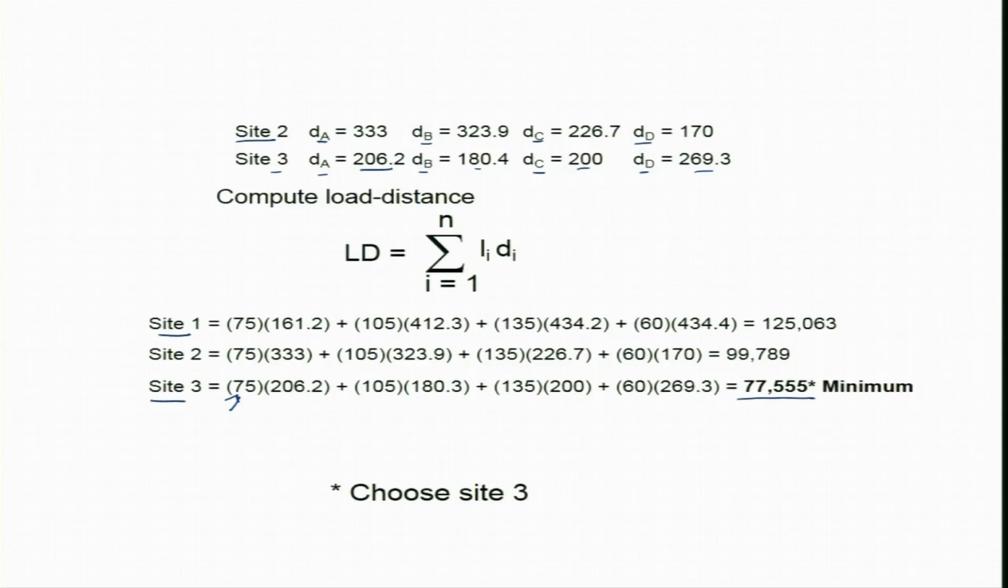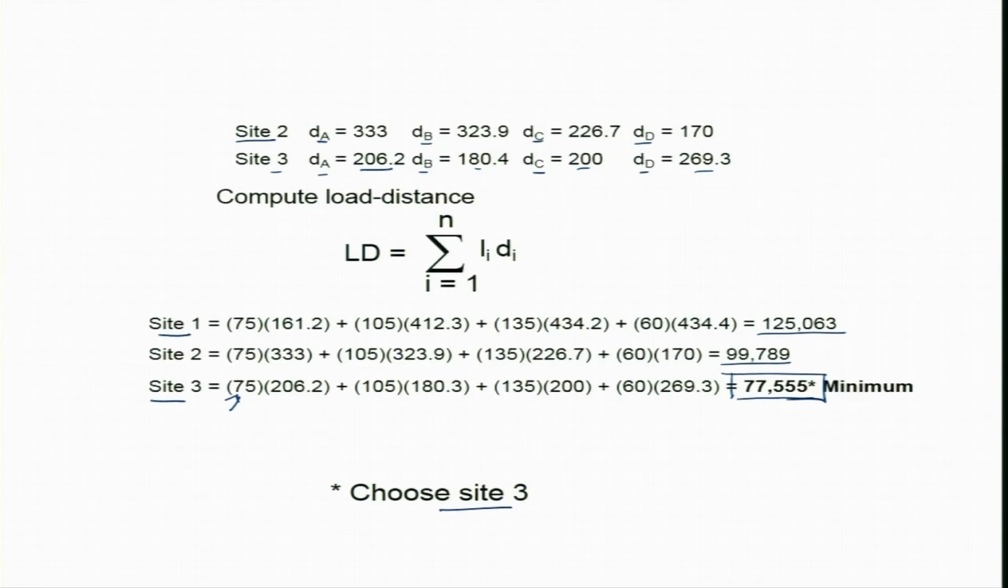77,555 is the total load distance of site 3, 99,789 is the load distance for site 2, and 1,25,063 is the load distance for site 1. Based on this, we found that this is the minimum load distance. So, we can choose site 3 out of the 3 alternatives which we have initially thought of.